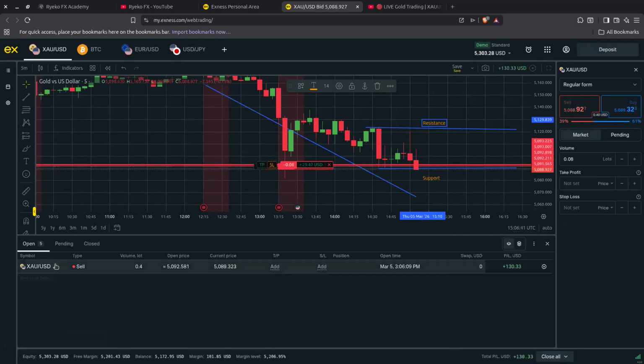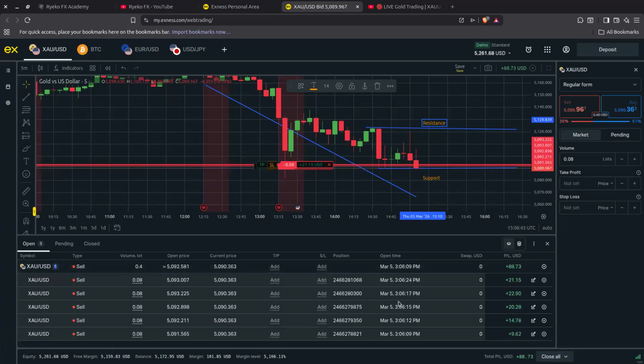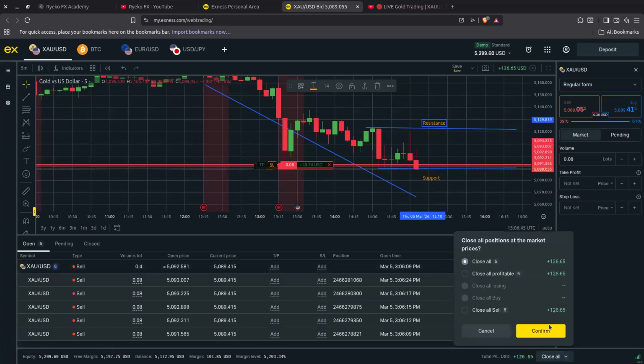I'm not going to take on like 5 trades. See, so here it's a profit, it's a negative. That's what I don't want. I just want to get my quick profit and continue.